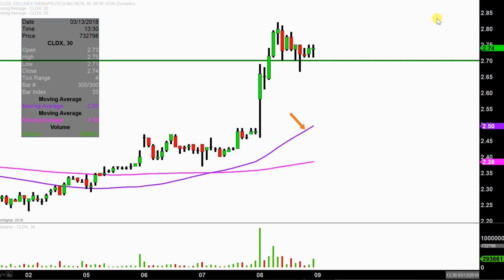Again, yeah, it'd be great if the price could stay above $2.70, but from the grand scheme of it all, as long as the price stays above that purple line, then the bulls 100% own the chart.